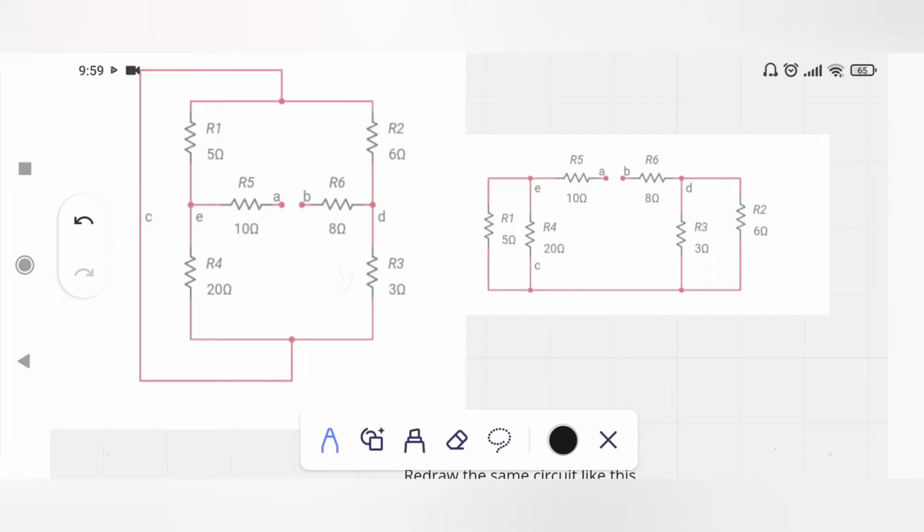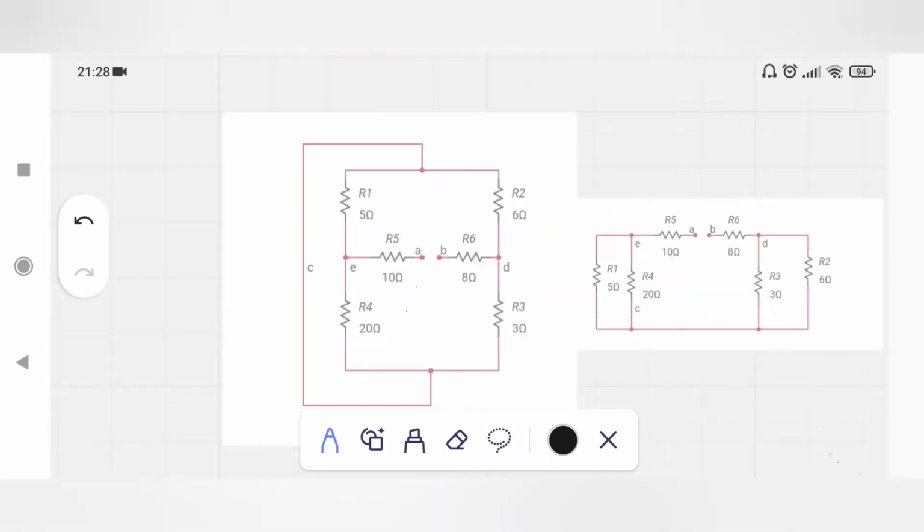I'm going to discuss how to evaluate equivalent resistance of series, parallel, and even more complex networks. This is the first example I'm going to discuss. In this circuit, R1 is connected between node C and node E. This is node C, and this is node E, and R1 is connected between C and E, and R4 is also connected between C and E.